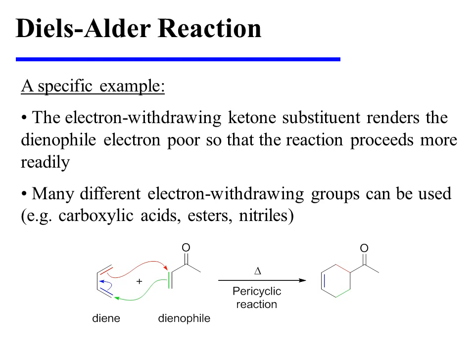In the specific example that follows, the electron-withdrawing ketone substituent renders the dienophile electron poor so that the reaction proceeds more readily. It's useful to note that many different electron-withdrawing groups can be employed in this reaction, and that includes carboxylic acids, esters, nitriles, and others as well. The result is again a cyclohexene ring, this time bearing the ketone substituent.